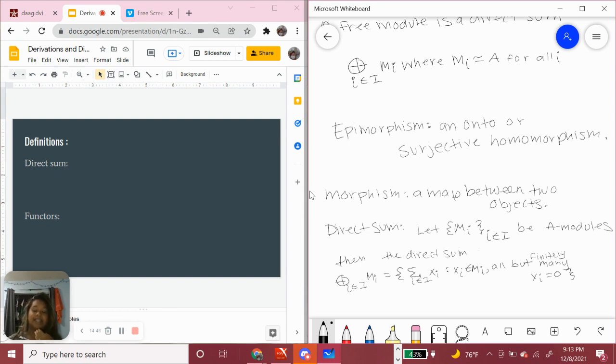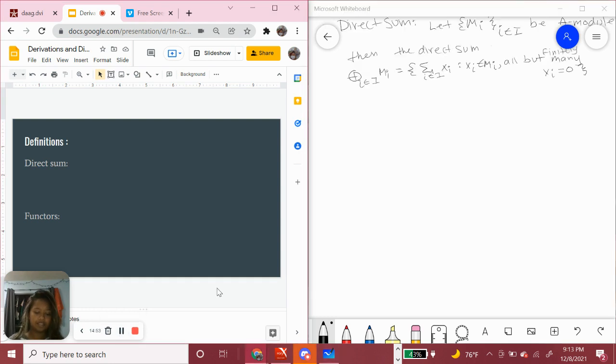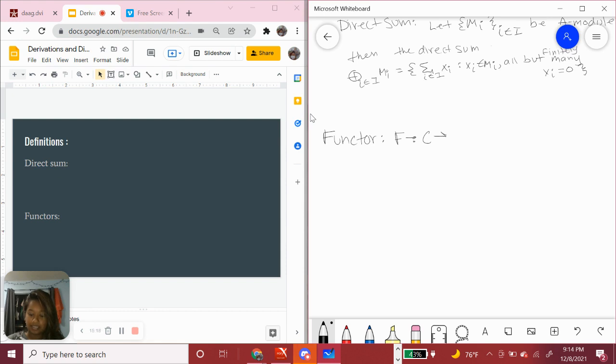Okay. And then functors are something we've worked with this semester already. So we're all pretty familiar with it. I'm just going to give a brief definition of it, even though it's kind of hard to define functors as is. But just something brief: a functor, let's say F, is mapping category C to category D, which consists of some data that satisfies certain properties.